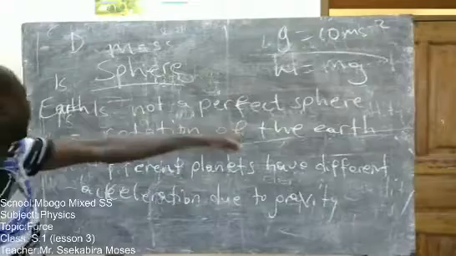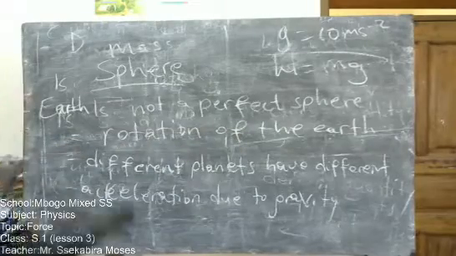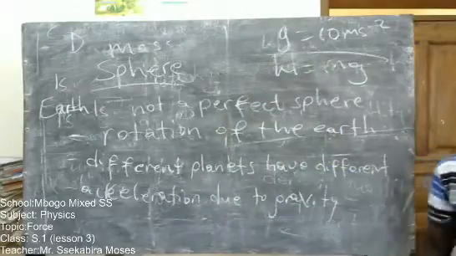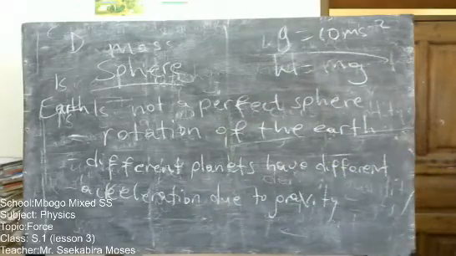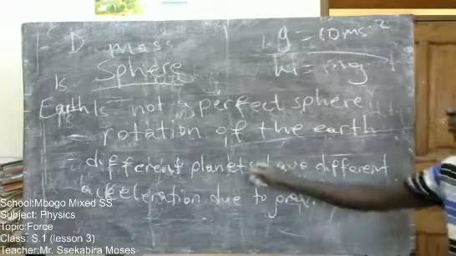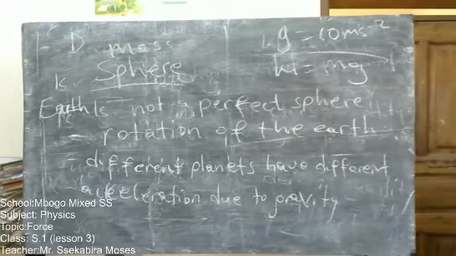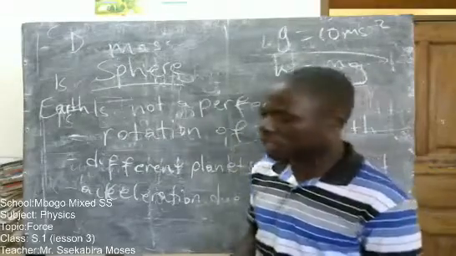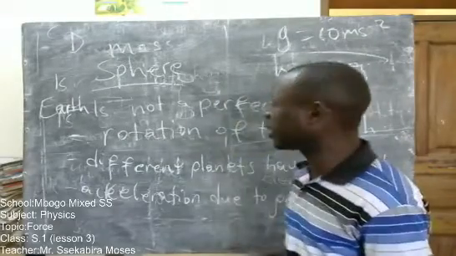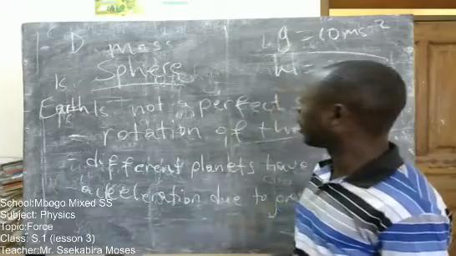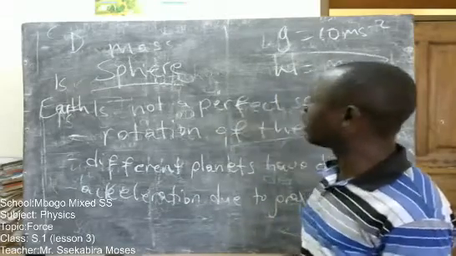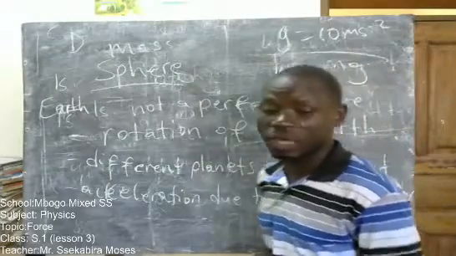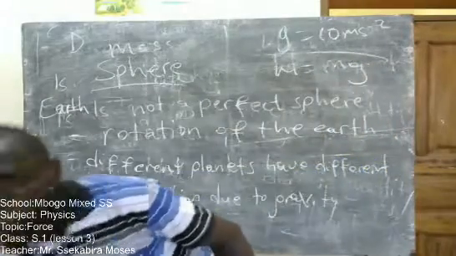Earth is not a perfect sphere. Then another reason, in summary, is the rotation of the Earth. Then another one: different planets have different acceleration due to gravity. However, as a physicist, you should be in a position to explain how the Earth not being a perfect sphere and the rotation of the Earth affect the weight.